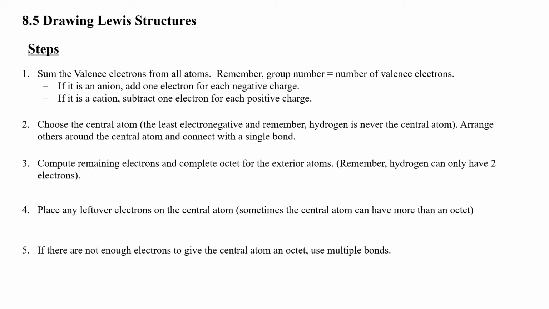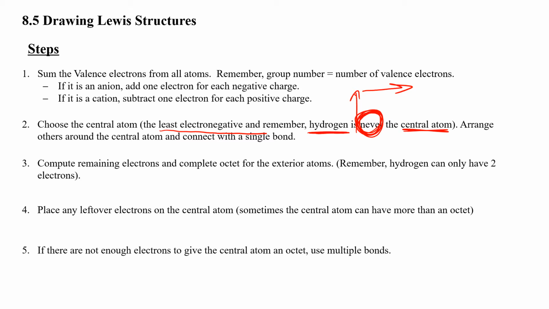Next, choose a central atom. The least electronegative. You know the trend for electronegativity. It's up and to the right. So things that are down here are the least electronegative. Hydrogen is never the central atom. Never ever. Then you're going to arrange all the other atoms around the central atom and connect with a single bond.